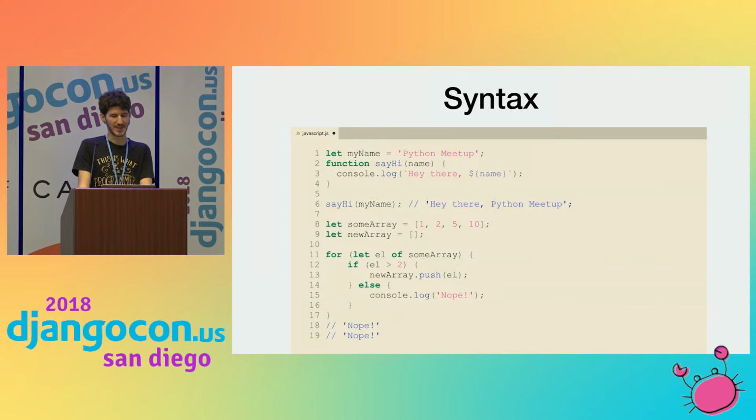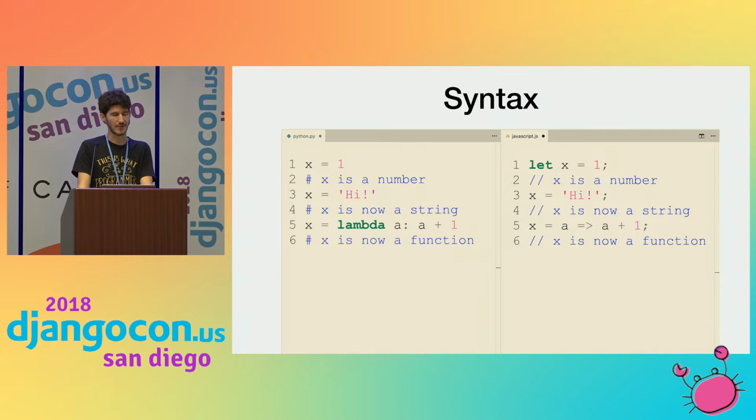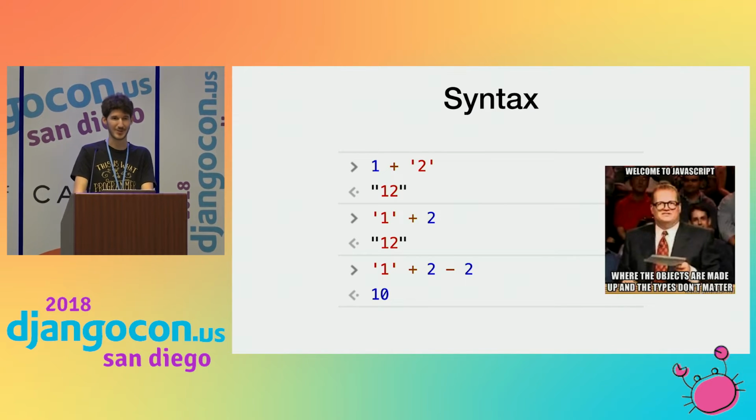The syntax somewhat resembles Java, but shouldn't be too foreign to Python users. It's similar to Python, it just uses curly braces, semicolons, and a lot more parentheses. So JavaScript is a dynamic and weakly typed language. This means that just like in Python, you can do the following, but because it's a weakly typed language, unlike Python, it also means you can do stuff like this, which doesn't always make sense.